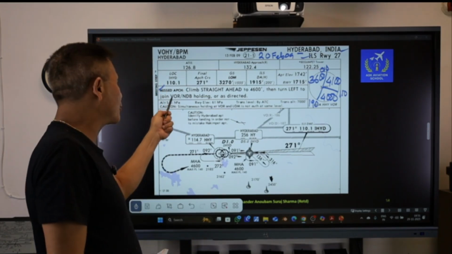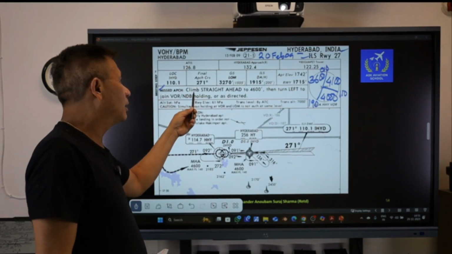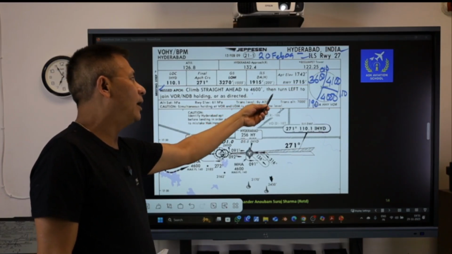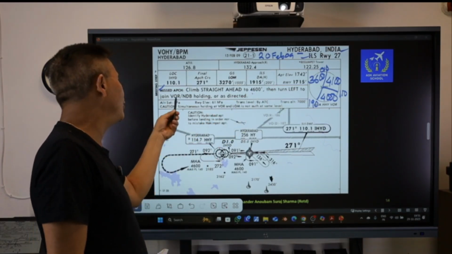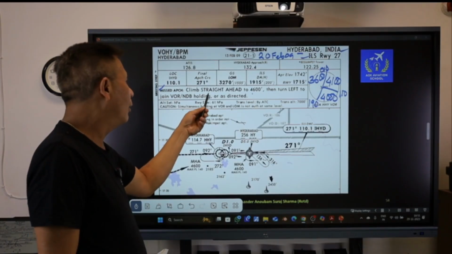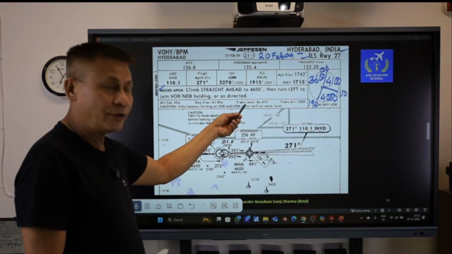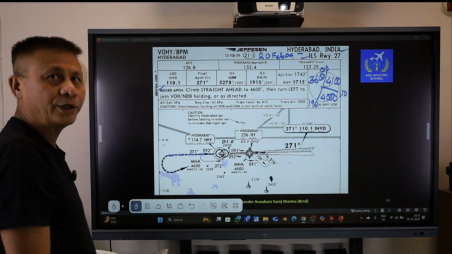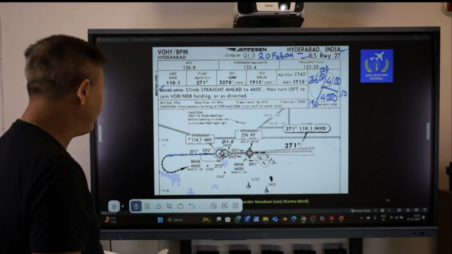The misapproach procedure, here it is: climb straight ahead to 4,600 feet, then turn left to join the VOR or NDB holding, or as directed by the ATC. So this particular statement is denoted here by the dashed line. I'll be climbing straight ahead to 4,600 feet. Thereafter, I'll be turning left to join over the VOR here. This is the misapproach procedure.